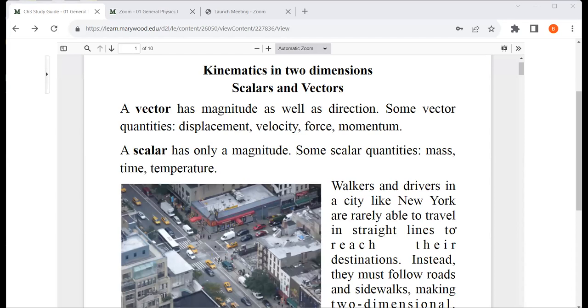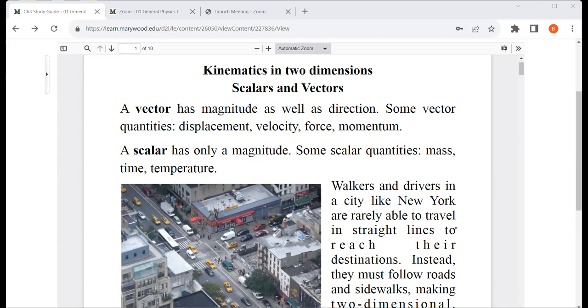All right, so let's start a new chapter, chapter 3. Here you are going to learn about kinematics in 2 dimension and projectile motion, which is basically application of kinematics in 2 dimension. Okay, so in last chapter you learned about kinematics in 1 dimension. That means our motion was either along the x-axis or along the y-axis.